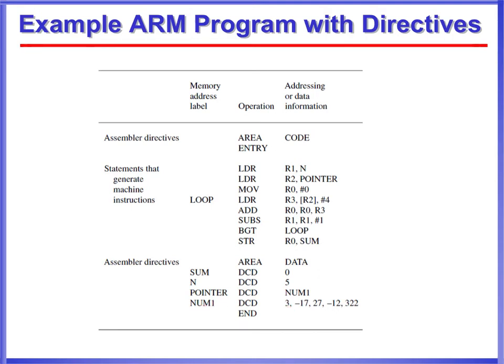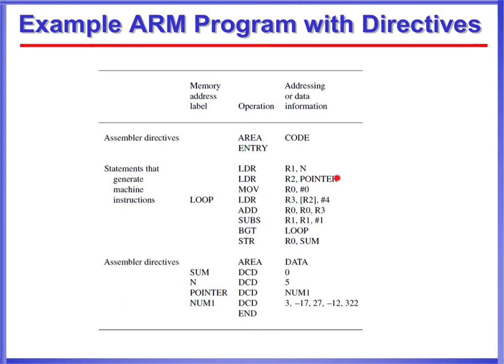So in our program here, we load in num1, which is associated here. You can see we have another address or memory location. Its address will be associated with the label pointer, and what we store there is an actual address. It's the address num1, which is the address of 3 in memory. So we're going to use pointer as a pointer. That's why we call it pointer.